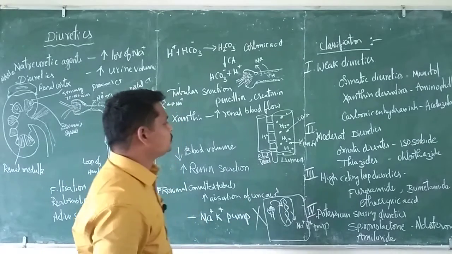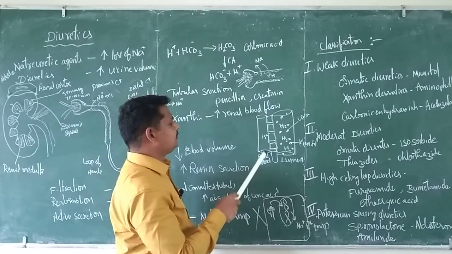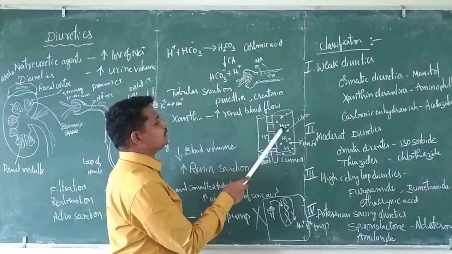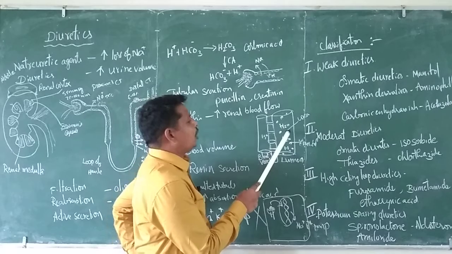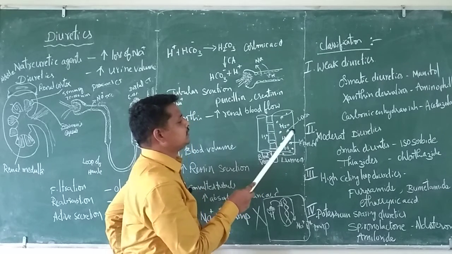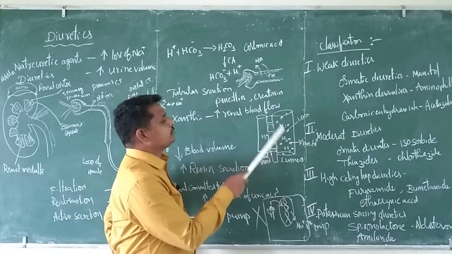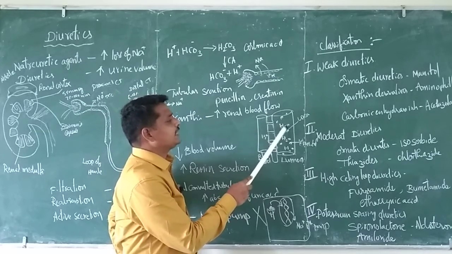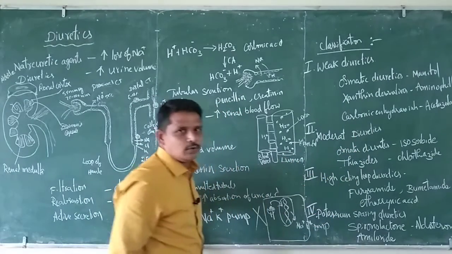Osmotic diuretics, for example. If this is the urine, this is the lumen, and this is the blood, which is separated by epithelial cells. The layer of cells separates the lumen and the blood. Normally if osmotically active substances, for example urea or mannitol, are present, they will not allow the passing of water to the blood. Because of the osmotic concentration, it will pull the water from the blood vessels and increase the urine volume. That is how these drugs are called osmotic diuretics.